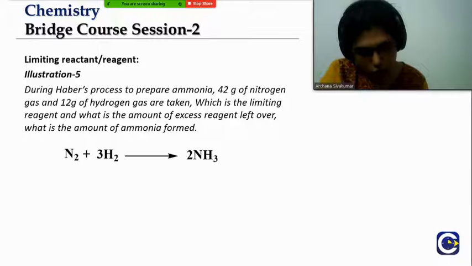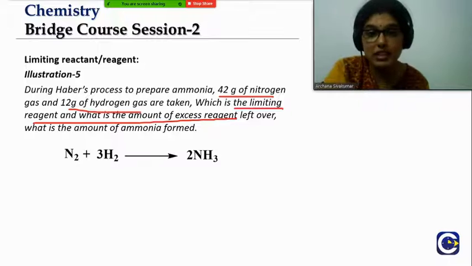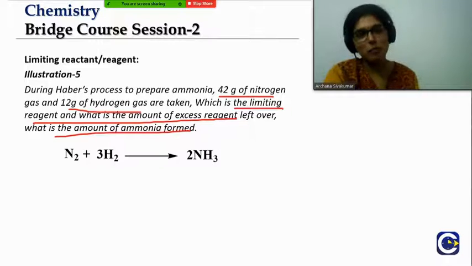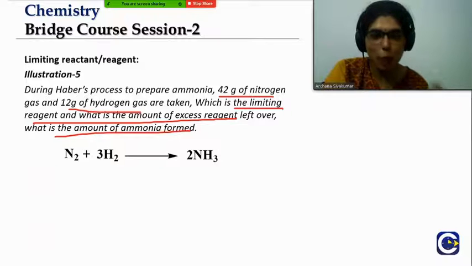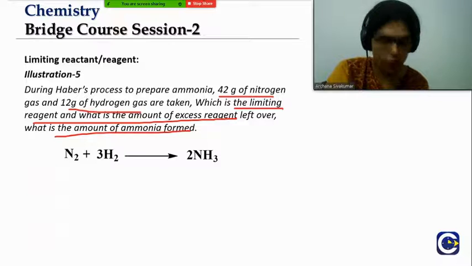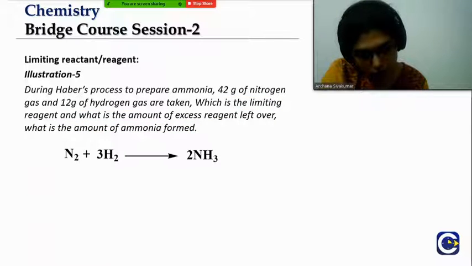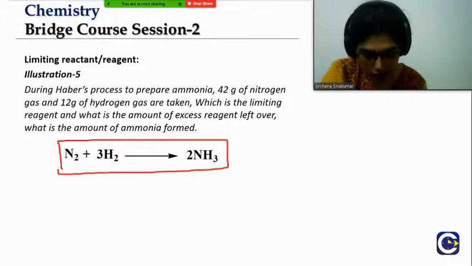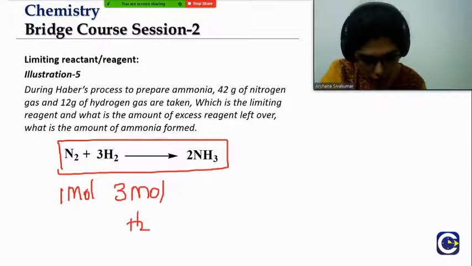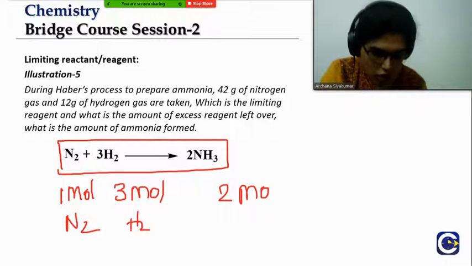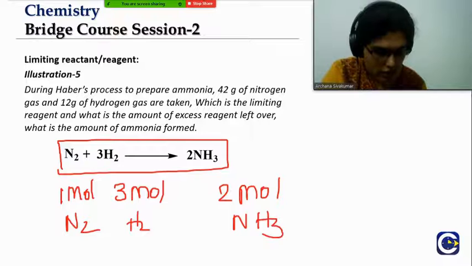They have given 42 grams of nitrogen and 12 grams of hydrogen, and they are asking which is the limiting reagent, what is the amount of excess reagent, and what is the amount of ammonia. Complete package, isn't it? We need the product, the limiting reagent, and the excess reagent and how much. We are going to find out everything here. If we look at Haber's process, we first have to see whether it is balanced. Is it balanced? Yes. So 1 mole of nitrogen will react with 3 moles of hydrogen to give 2 moles of ammonia. This is what is given here.